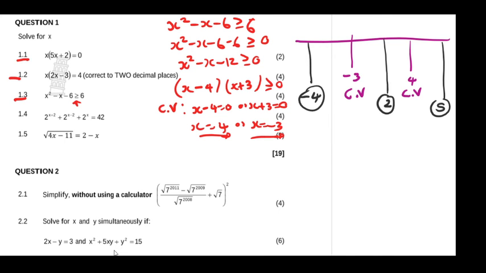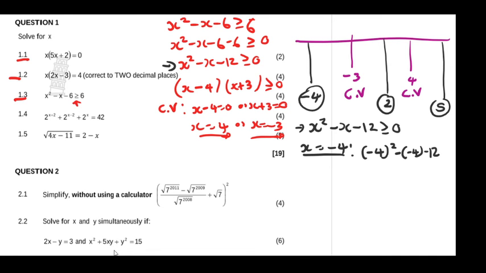So what you're going to do is this. You have your standard form, right, of x squared minus x minus 12 is greater or equals to 0, this one here. So you're going to substitute when x is equals to minus 4, right? So you're going to put, where there's x, you put minus 4. So meaning you're going to say minus 4 squared minus into minus 4 minus 12, right?